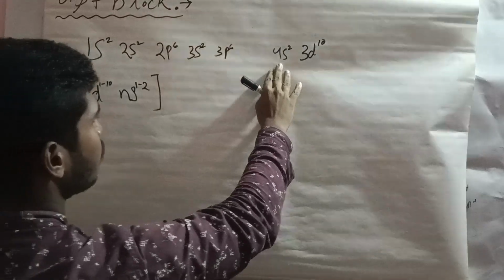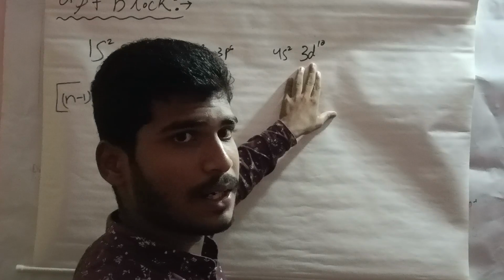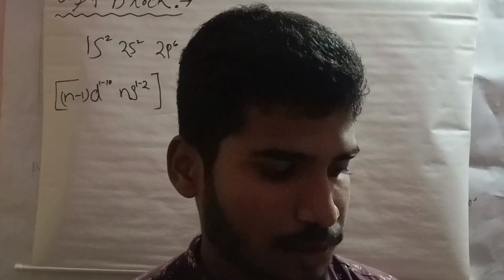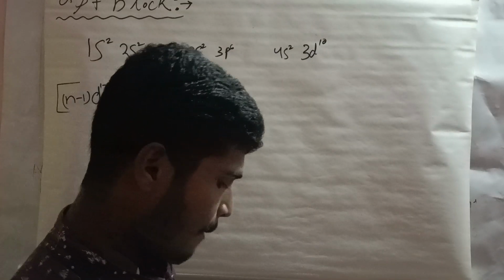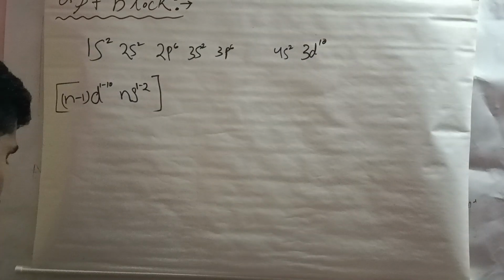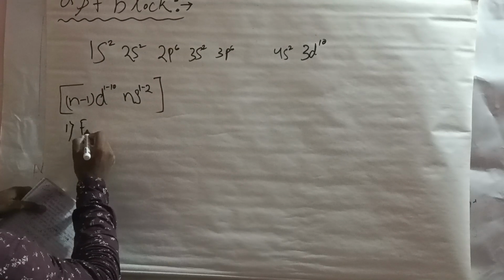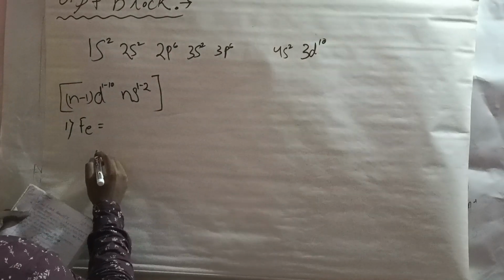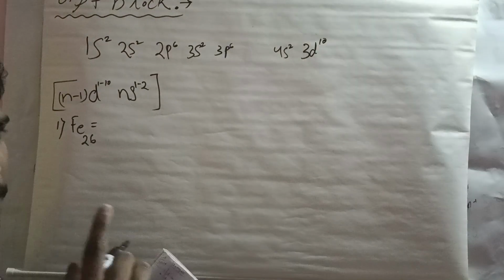The electron enters the 4s subshell first. After that, it enters the 3d subshell. We'll see an example. Let's take one example, Fe, iron, whose number in the periodic table is 26.